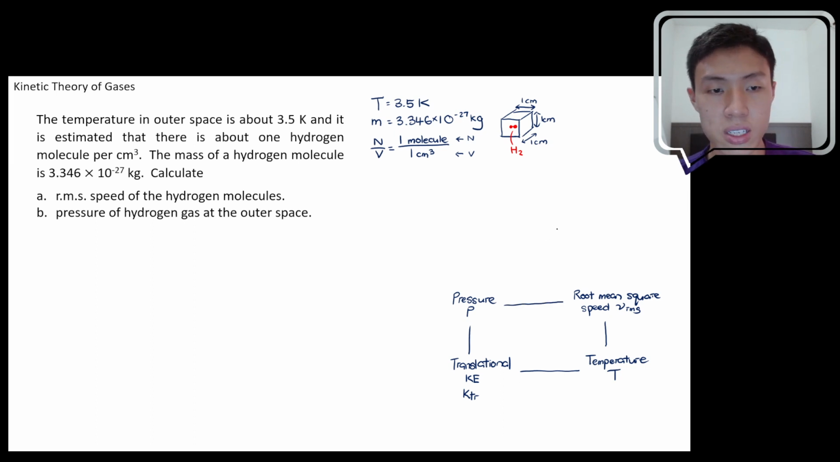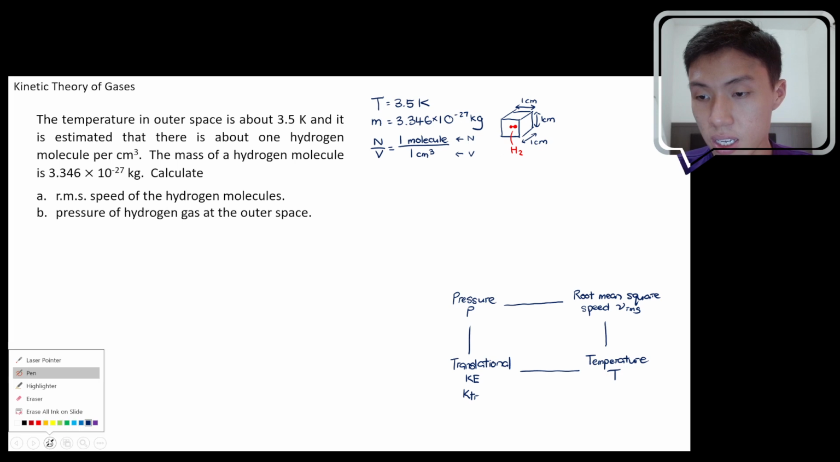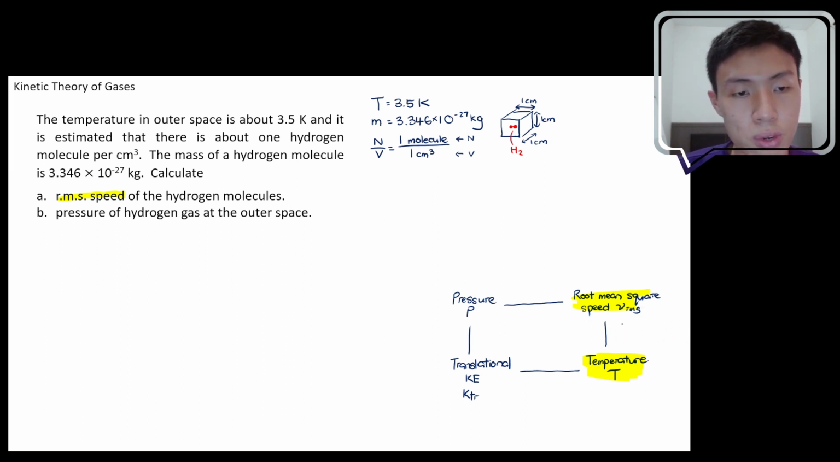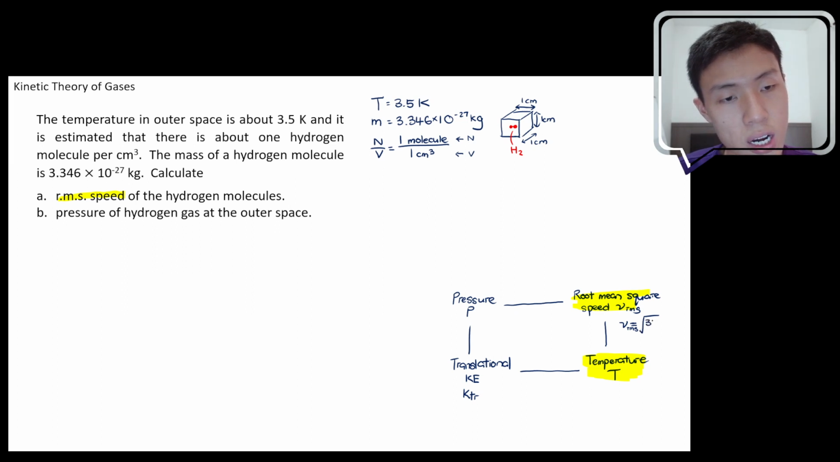I believe you are aware that we already derived everything in the explanation video, that in this situation, they are giving us a temperature. The temperature is indicated on this side of the rectangle, and they ask you to relate it to RMS speed. That means you are going to pick an equation on this side of the mind map over here. On this side of the mind map, we have 2 equations available. One is V RMS equals the square root of 3RT over the molar mass. Another one is V RMS equals the square root of 3kT over the mass of one single molecule.